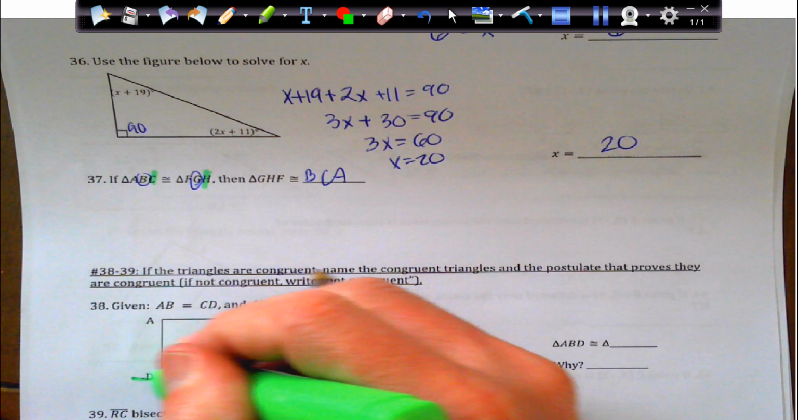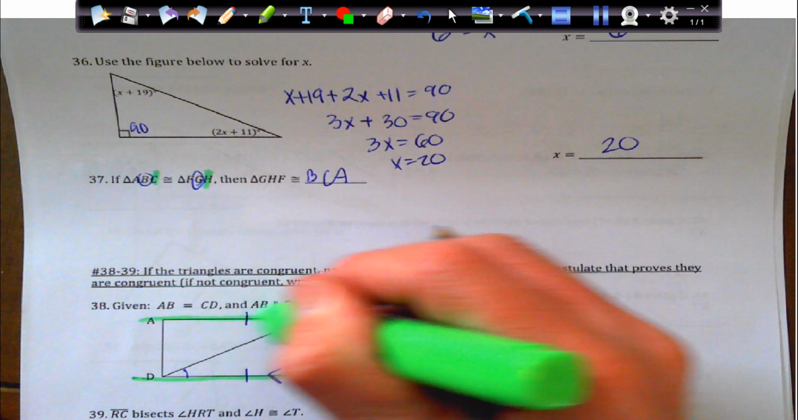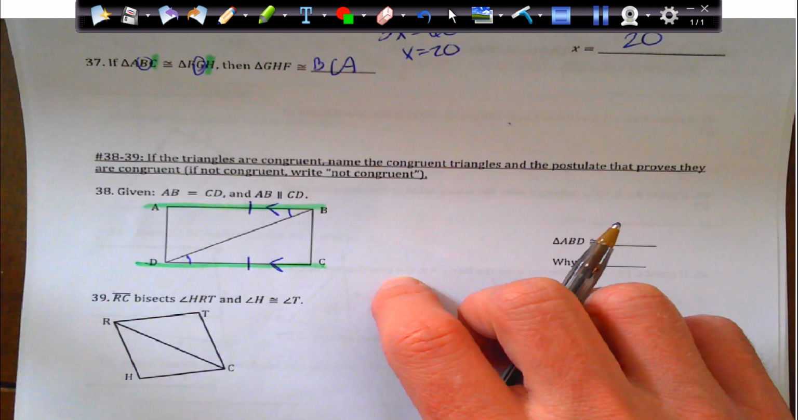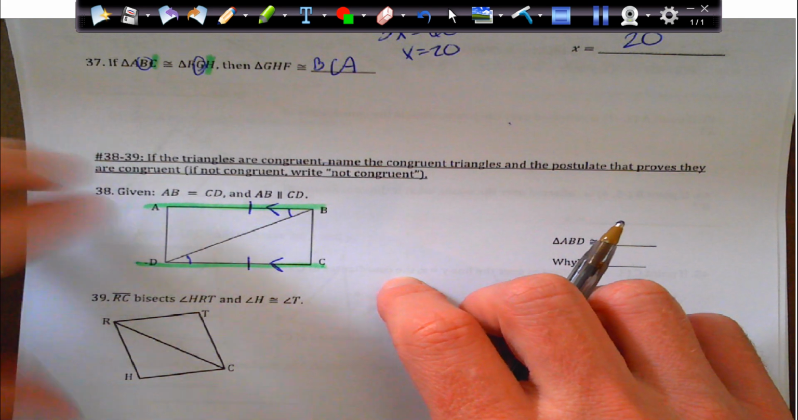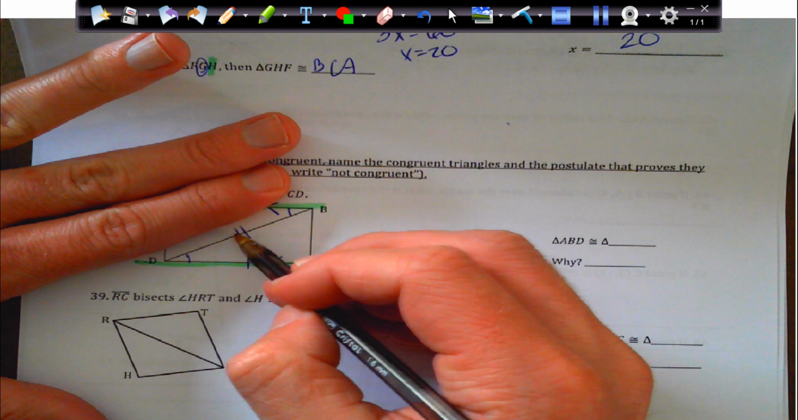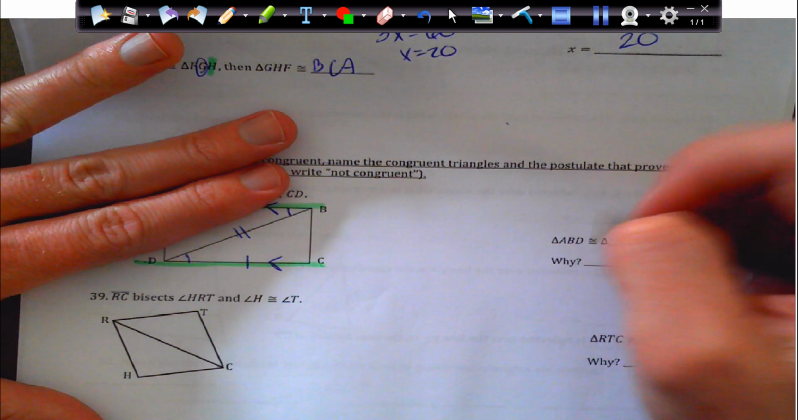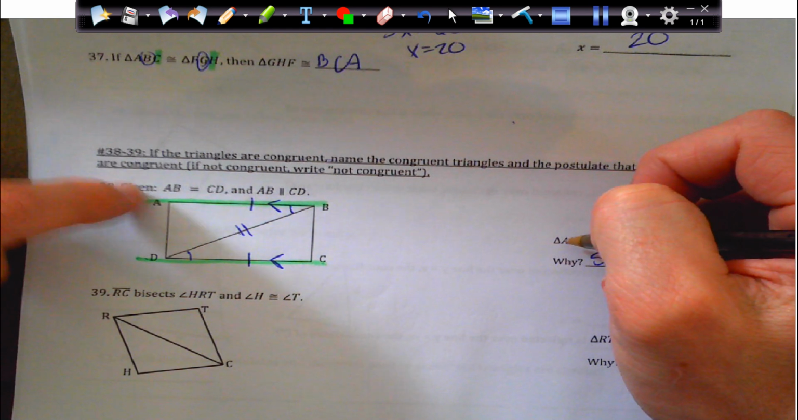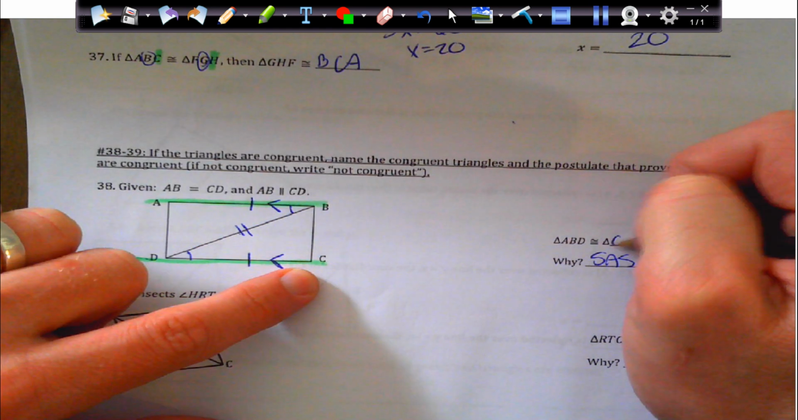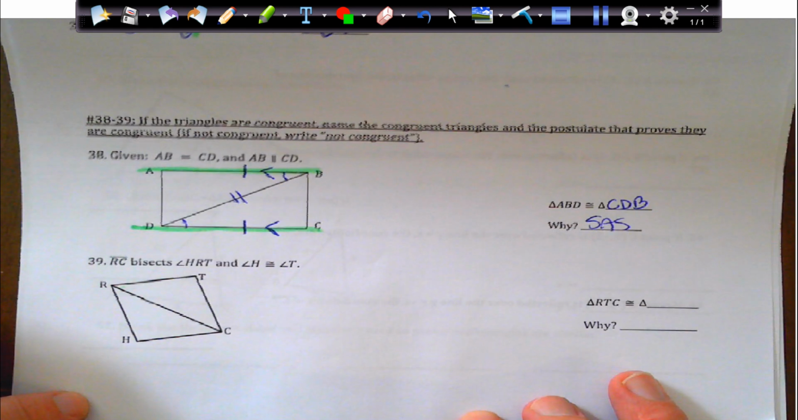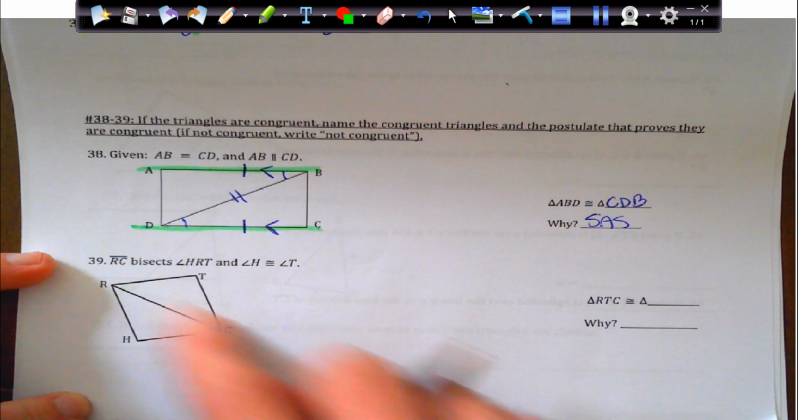I can only go off the lines that are parallel. So notice these lines are parallel, so that's the only one I can make the angle off of. I can't do the angle off of the other side because I don't know BC and AD are parallel. And then I have a shared side. So I see side, angle, side, with an included angle. So this is going to be SAS. That is true. A matches up with C, B matches up with D, and D matches up with B. CDB.